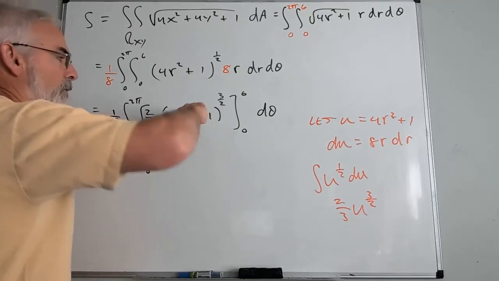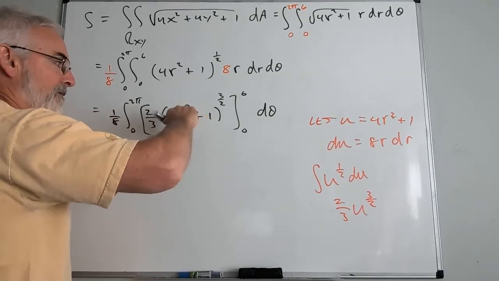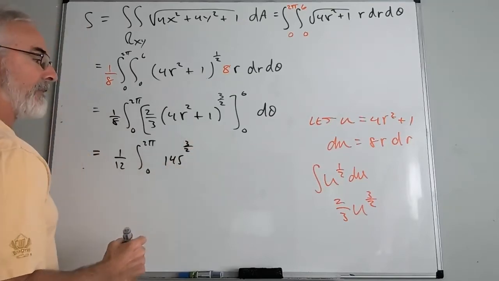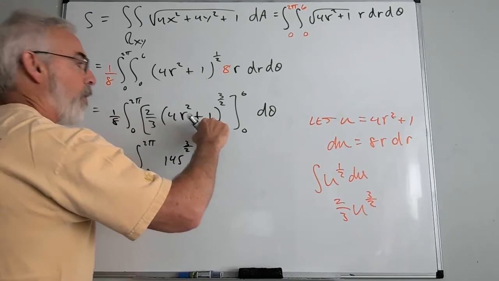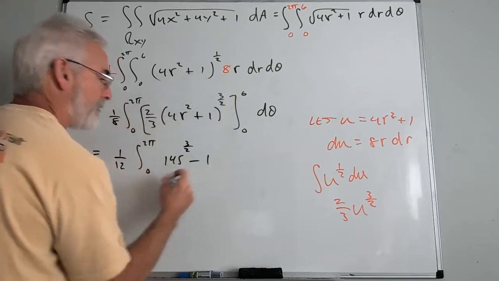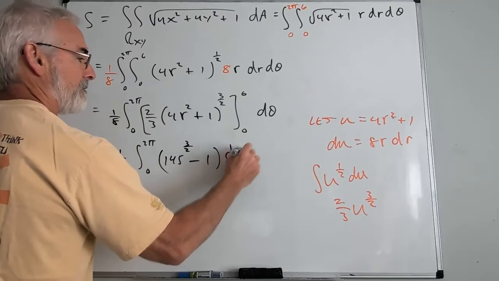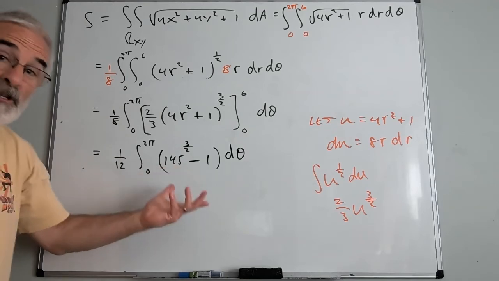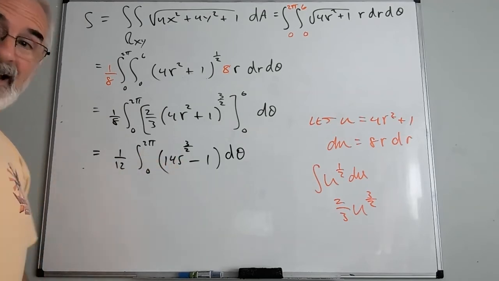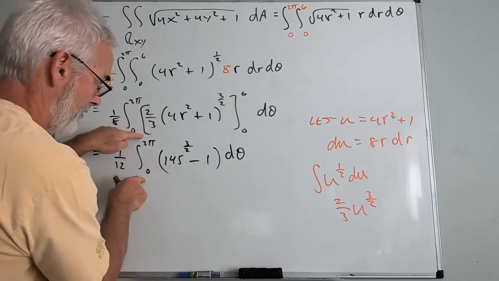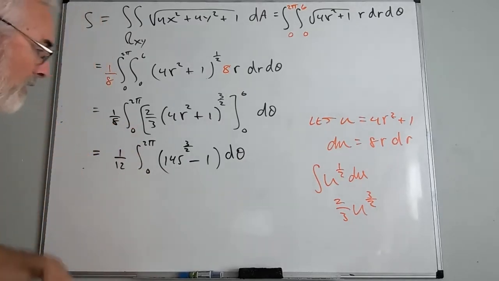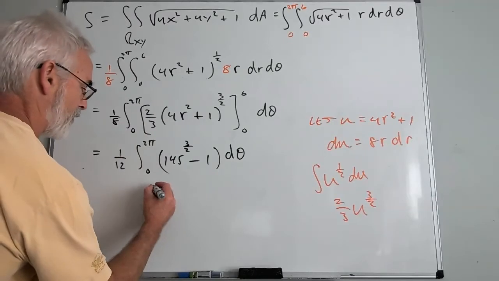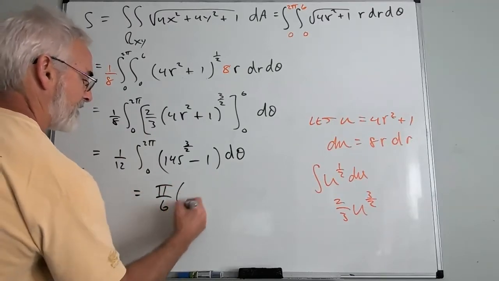And how about here? When r is 6, then 4r squared plus 1, that would be 145 to the 3/2. When r is 0, then I have 1 to the 3/2. I like that. That's a constant. It's an ugly constant, but it's a constant. So if you remember, my answer is just going to be the constant times 2 pi, or if you want 2 pi minus 0. What about the 1/12? Well, it's 1/12 times 2 pi times that. So I'm going to write it as pi over 6.